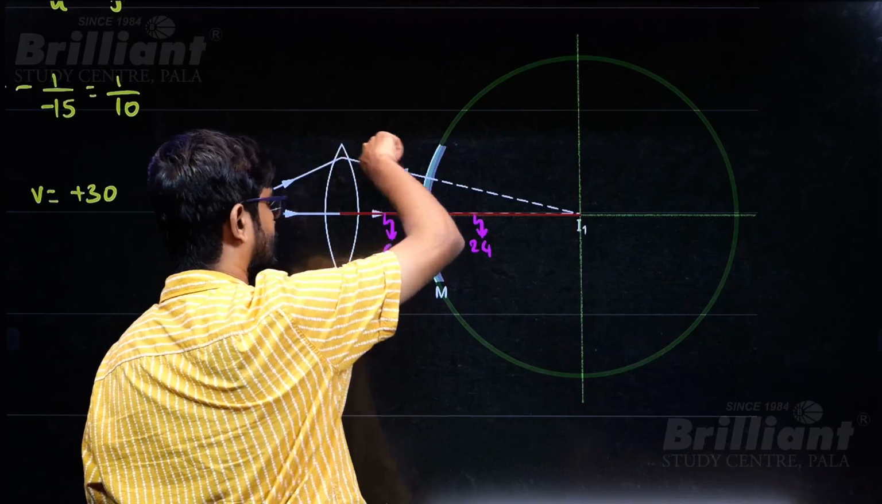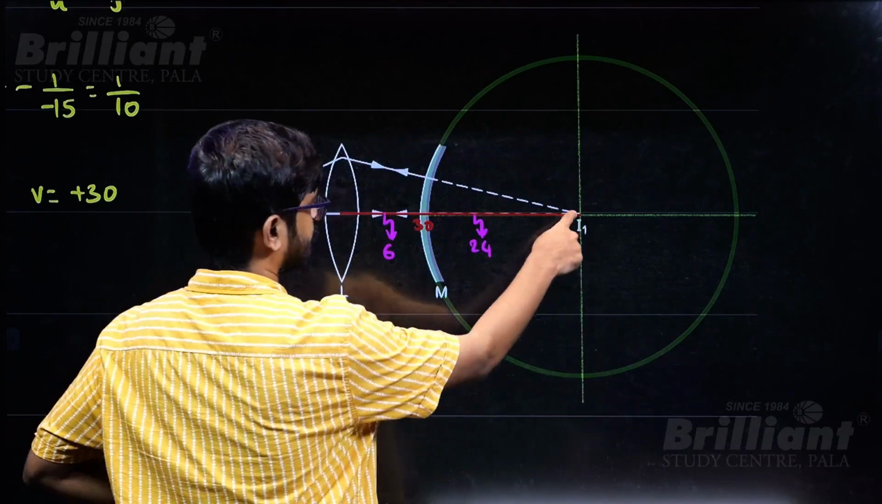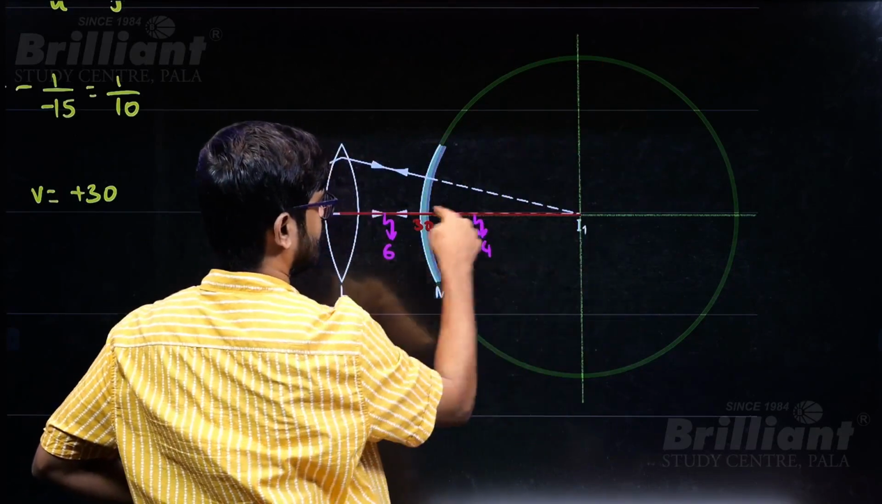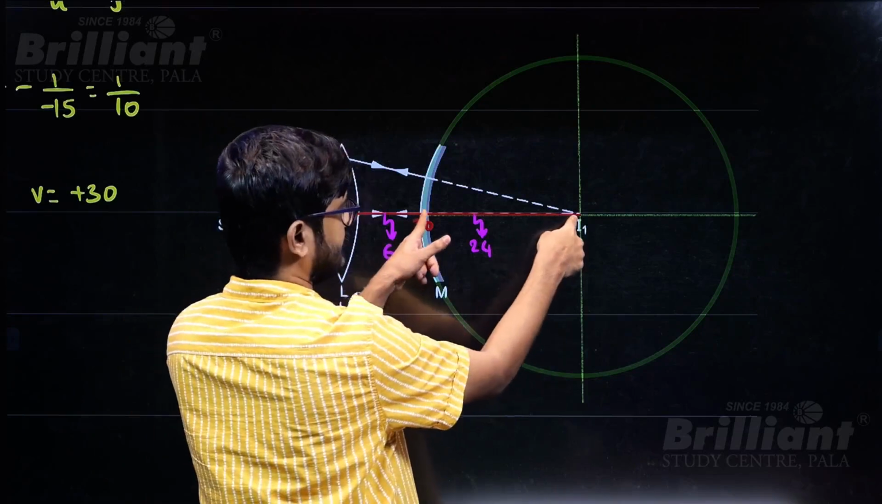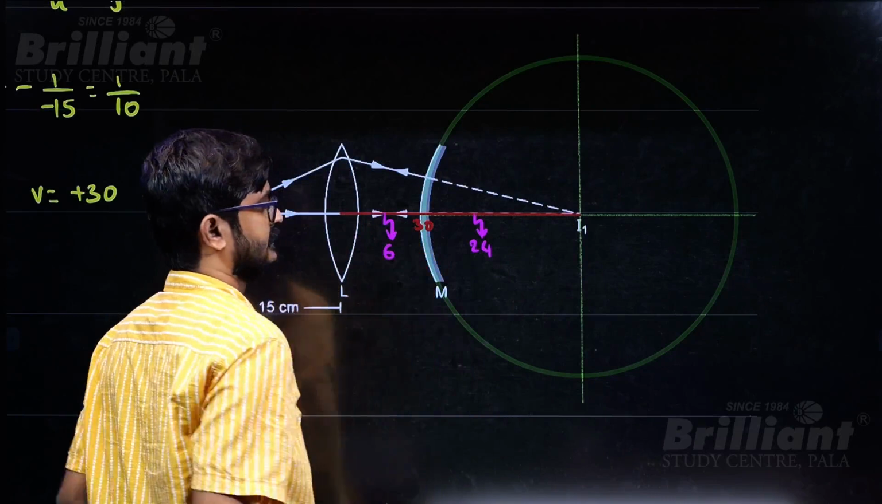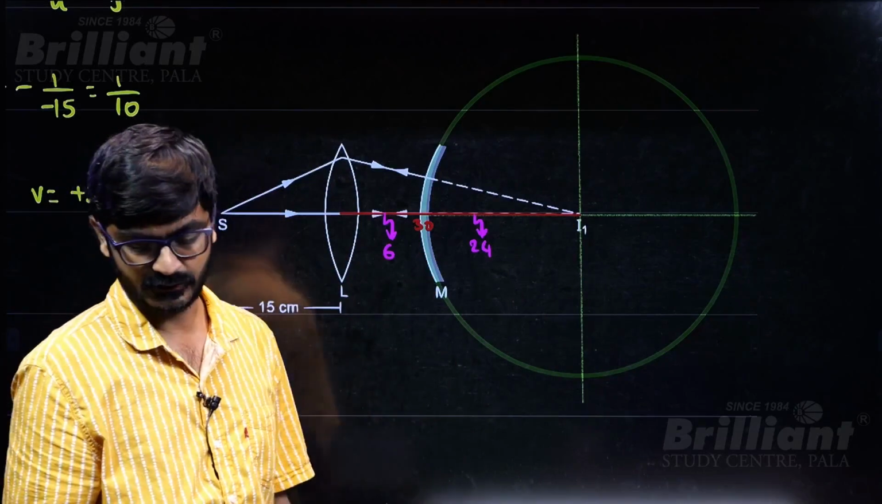The meaning is it will pass through the center. Now for that, this has to be the radius, right? So this distance is going to be 24. This distance is 24. This total is 30. So this is 24, so this has to be 6. So that's the idea: the rays have to hit the mirror perpendicularly to retrace the path.